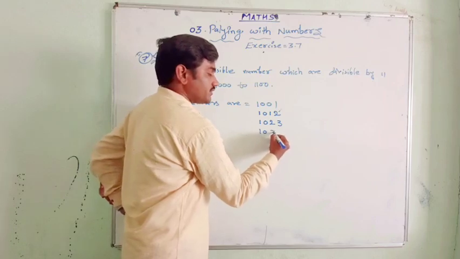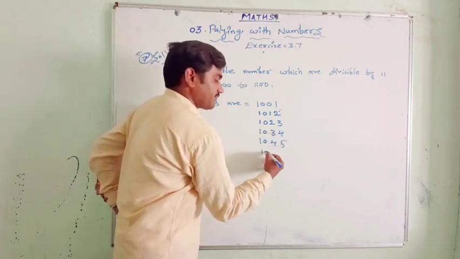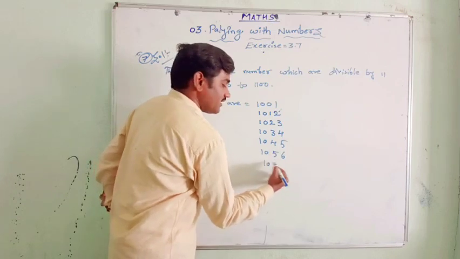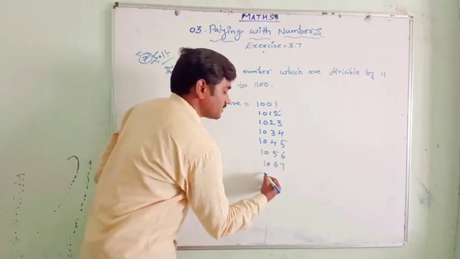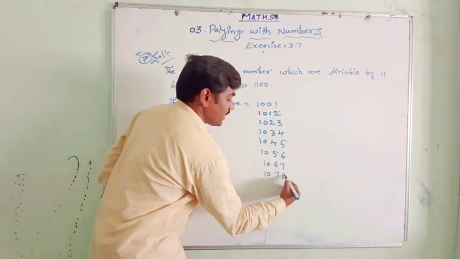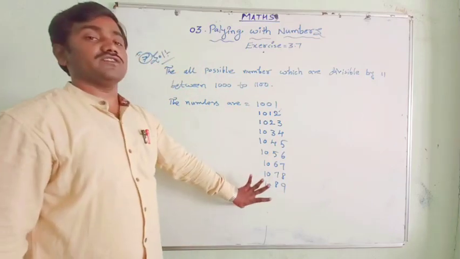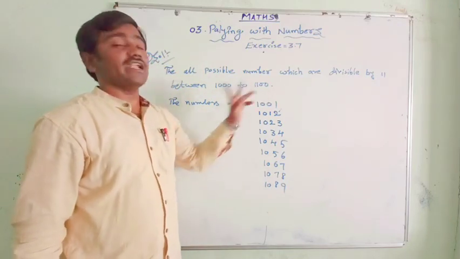Again you add the 11, 3 and 4. 4, 5, 5, 6. You add 11 continuously. 7 and 8. Here 8, 9. Okay, these are the numbers which are divisible by 11 between 1000 and 1100.